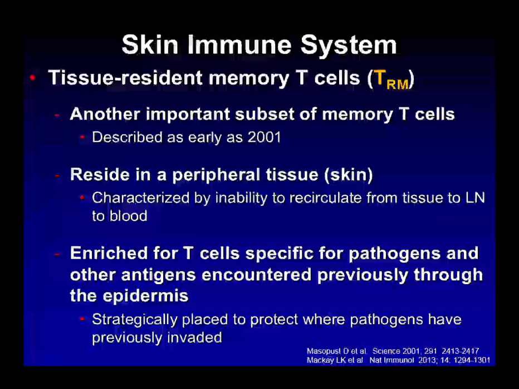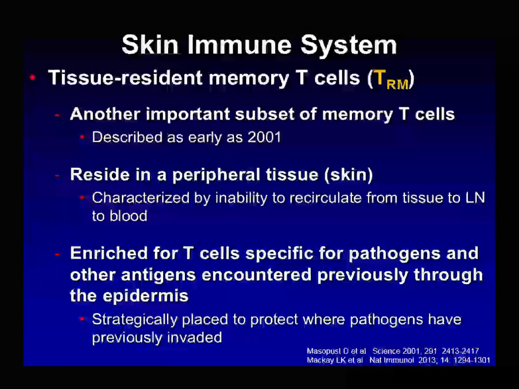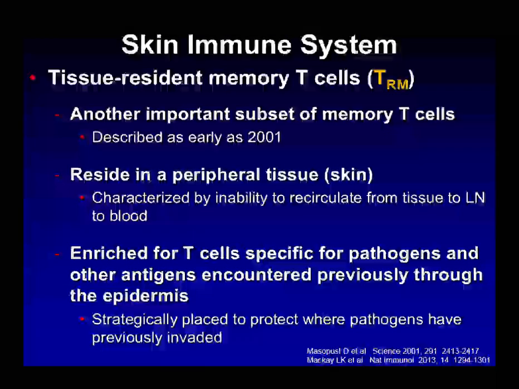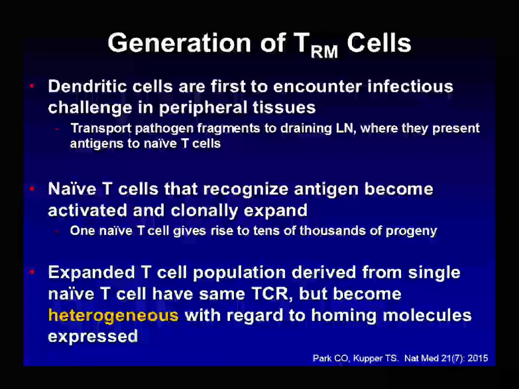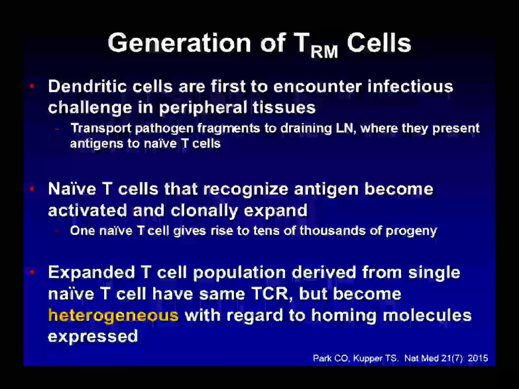So these cells are strategically placed there to protect the skin barrier against things that have been known to try to penetrate the skin and invade the host. It's a strategy that seems very worthwhile contributing energy towards. So let's talk about how skin-resident memory T cells are generated.